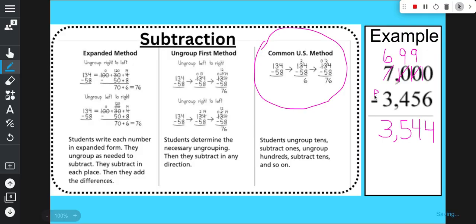This would be a part, and your answer would be a part. And if you add those together, it should equal back to your total. Whoops, not their total. Their total, the 7,000.